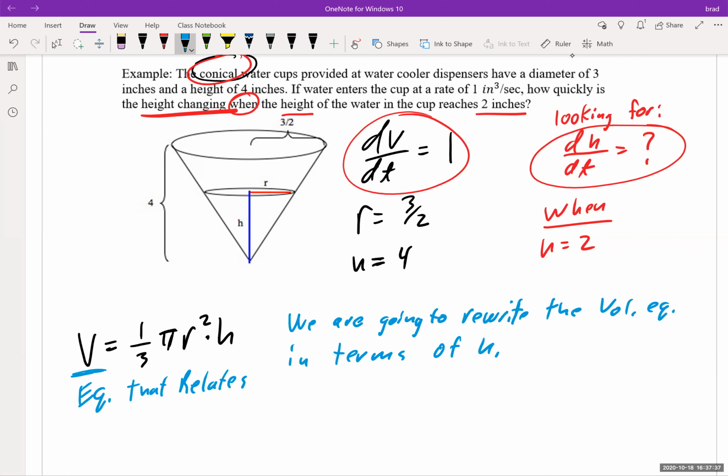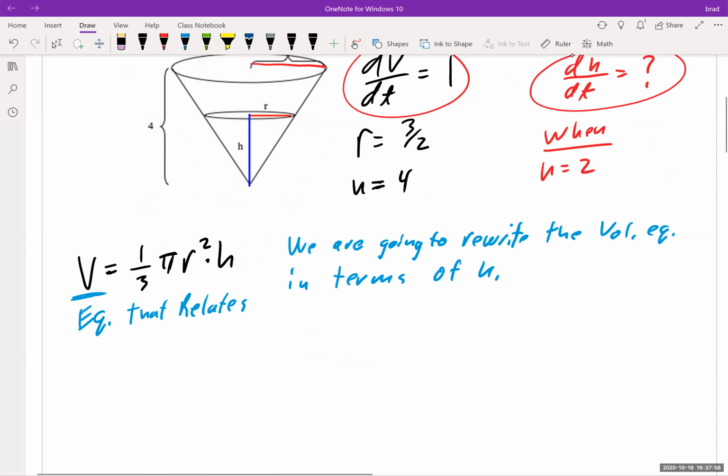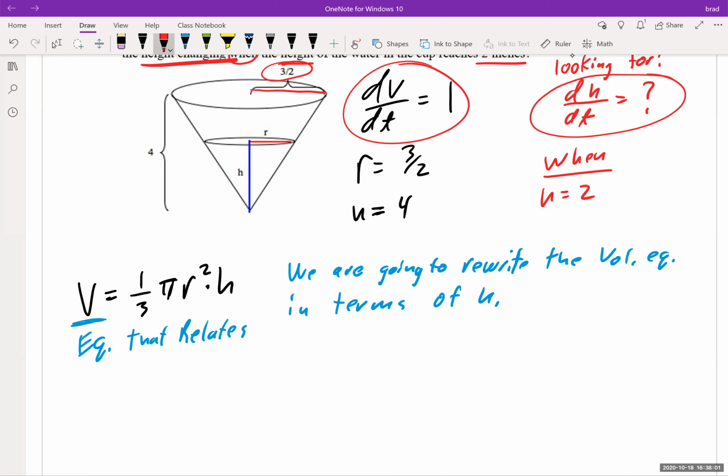Well, something hopefully you guys have noticed is right here, this is a triangle, and then right here, this is a triangle. So we actually have similar triangles. So whenever you have similar triangles, you can try to use proportions. So I'm going to use the proportion of the radius to the height, which would be 3/2 to 4, as R is to H.